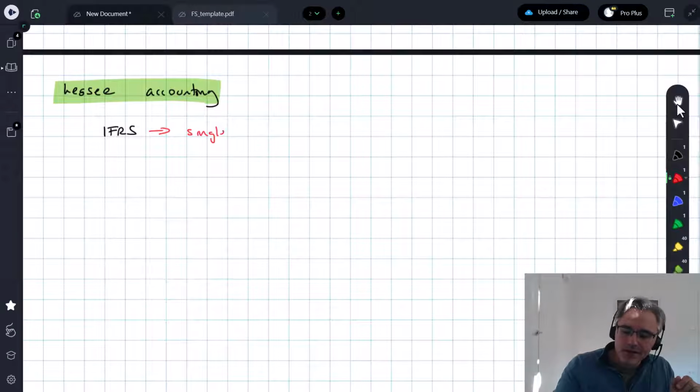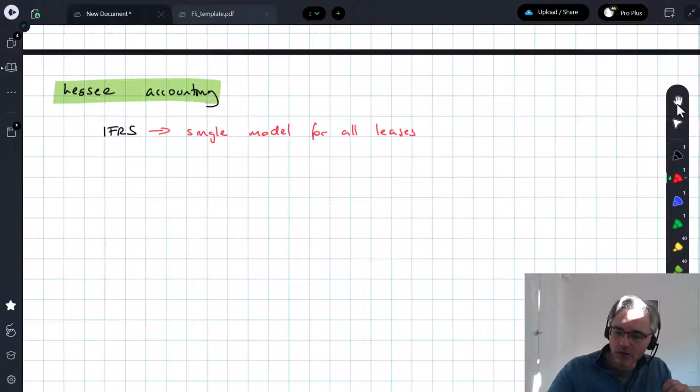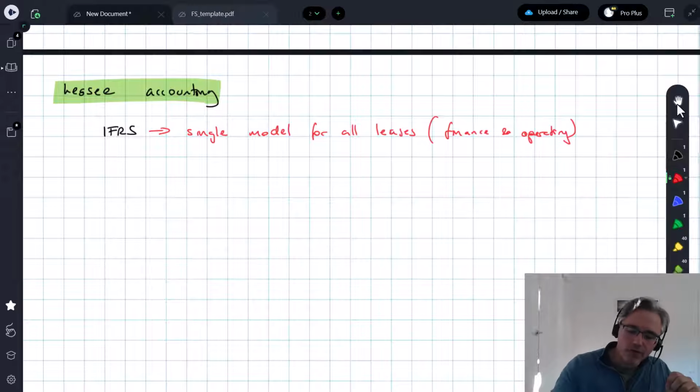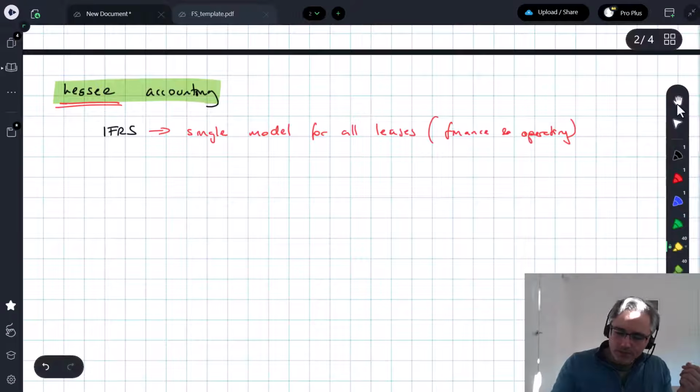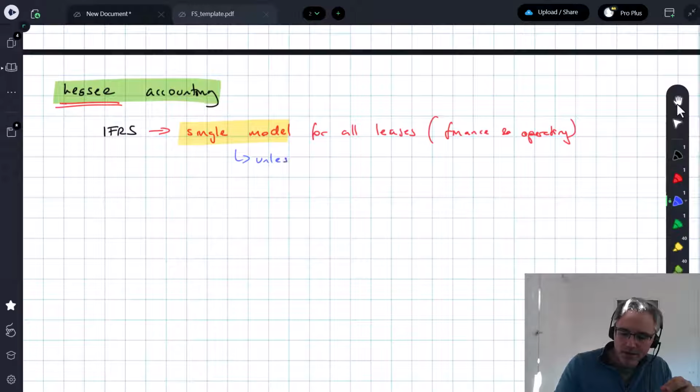What we've got is a single model for all leases, meaning irrespective of whether they would be classified as finance leases or operating leases, it doesn't matter. From the point of view of the lessee, we account for them in a single way. Although the distinction between operating and financing will matter from the lessor point of view and their accounting. Right, this single model is applicable, but there is an exception to it.